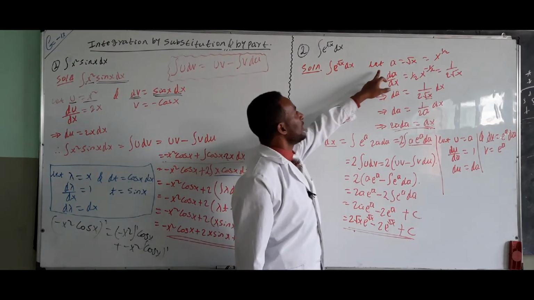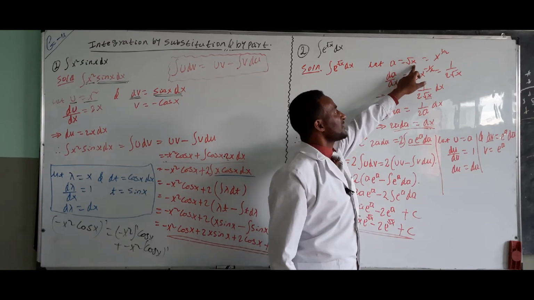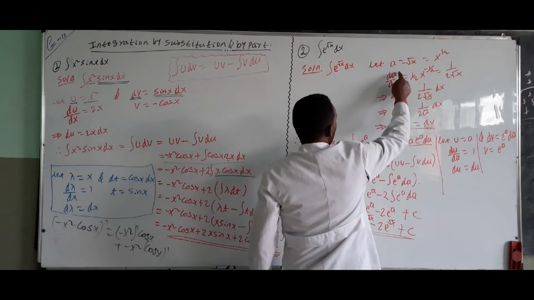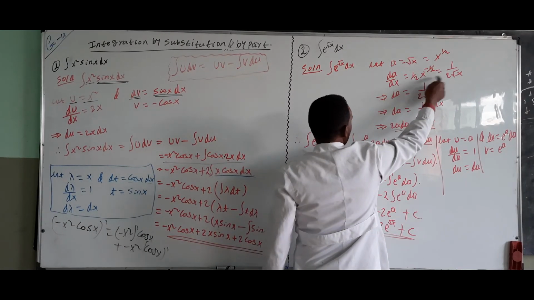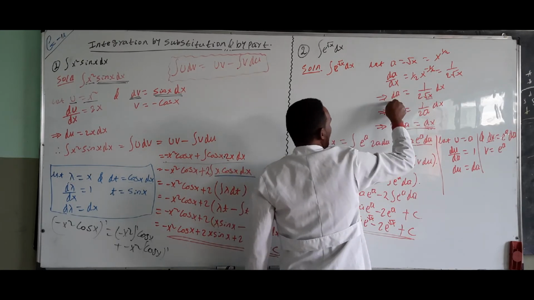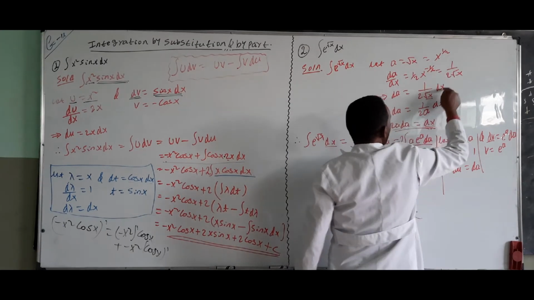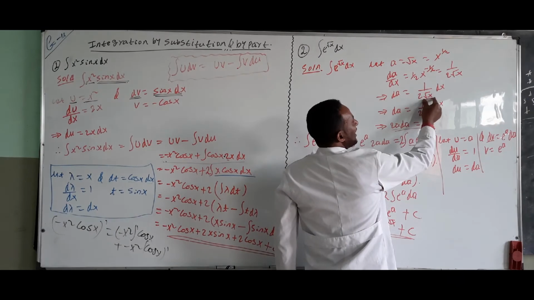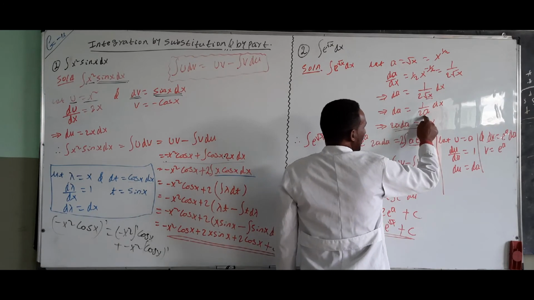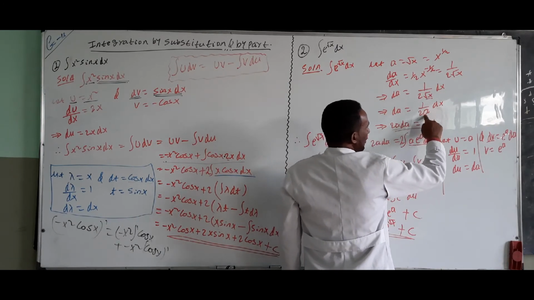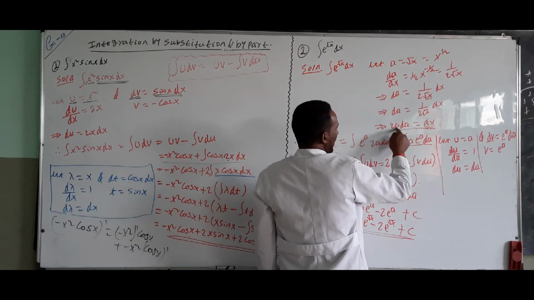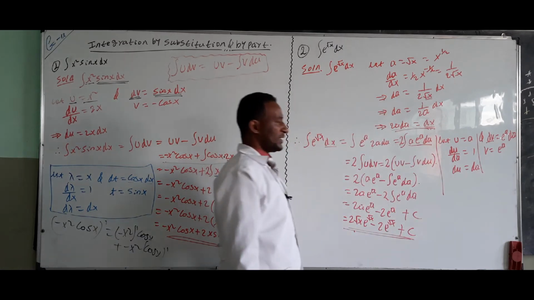When we use the substitution method, a is equal to radical x, which means x the power of 1 over 2. Then the derivative of a with respect to x gives us this. Then dA, crisscross, dA is equal to 1 over 2 radical x dx. Then radical x is already substituted by a, so 1 times 2 times 1 over 2 times a gives us 2 times a. Then again, crisscross, 2a dA is equal to dx.